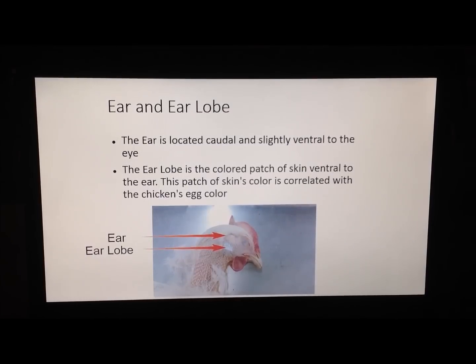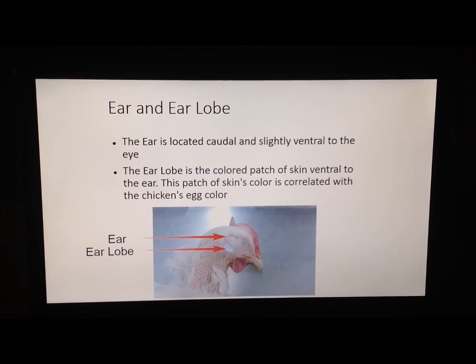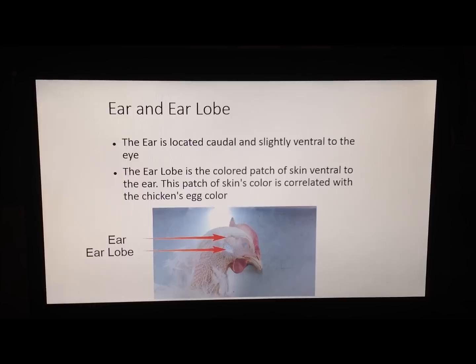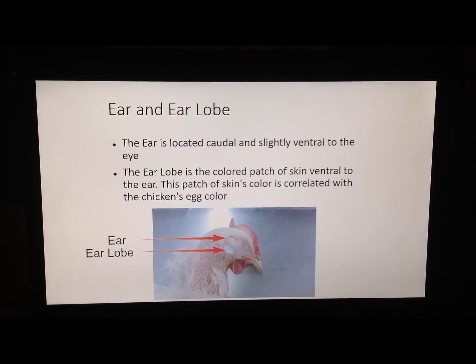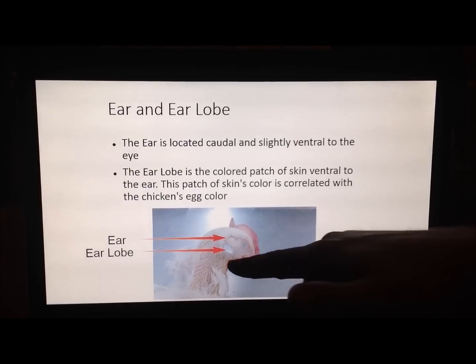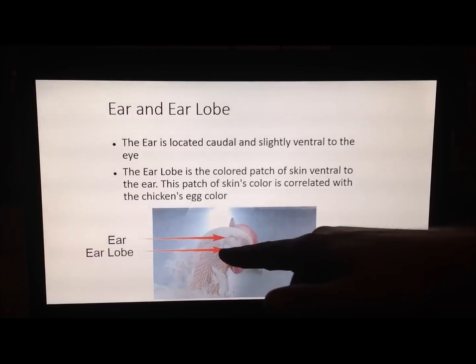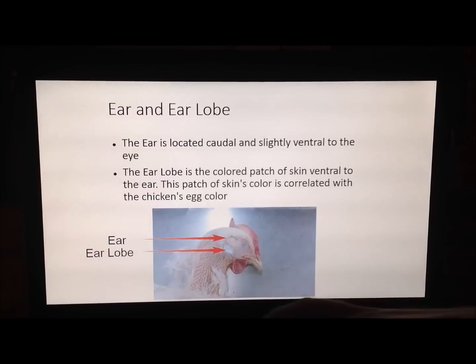The ear and the earlobe. The ear is located caudal and slightly ventral to the eye. The earlobe is a colored patch of skin ventral to the ear. This patch of skin's color is correlated with the chicken's egg color. And as you can see, there's the ear, and there's the earlobe. This chicken would lay white eggs because it has a white earlobe.